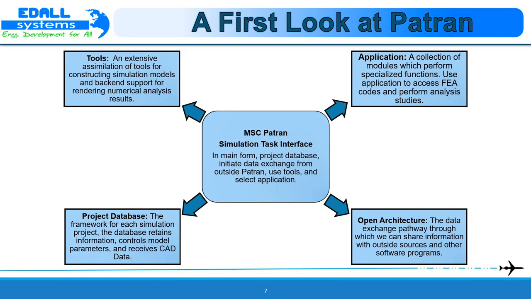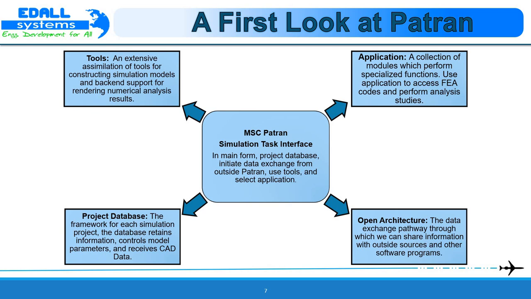The five key features form the foundation for Patran, and a unique infrastructure linking these features gives Patran power and versatility. The first is the simulation task interface. The interface is what you see on the screen when you use Patran. It includes menus and toolbars for using tools and applications, forms for inputting data, icons for showing the status of operations, and viewports for rendering computer models. The interface provides access to all the functions and capabilities of Patran.